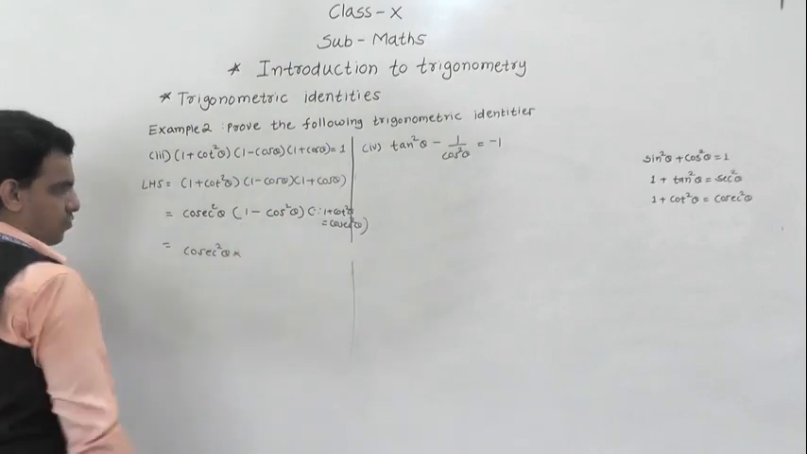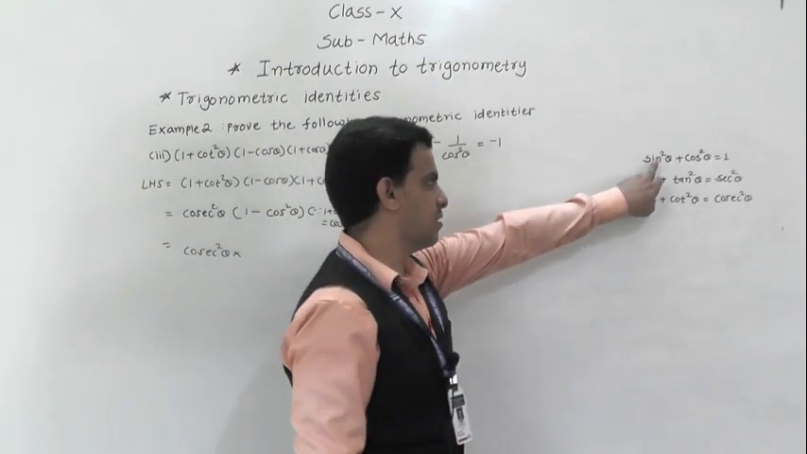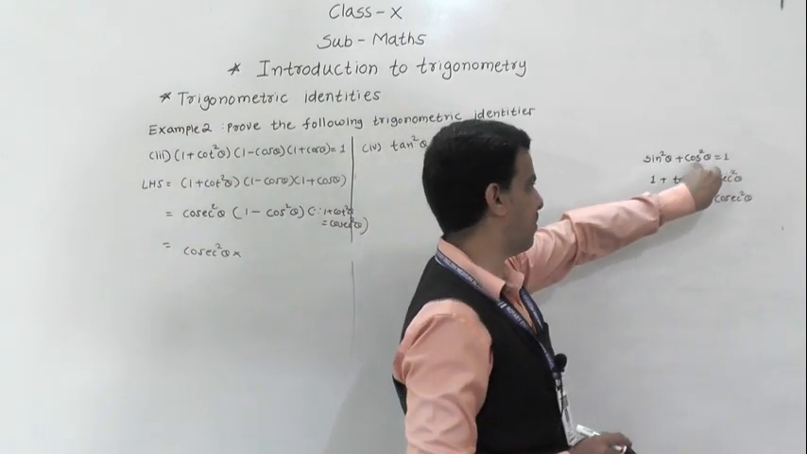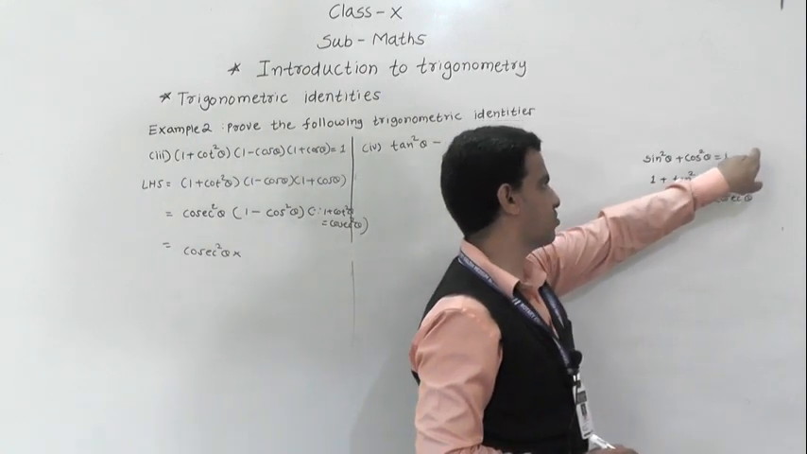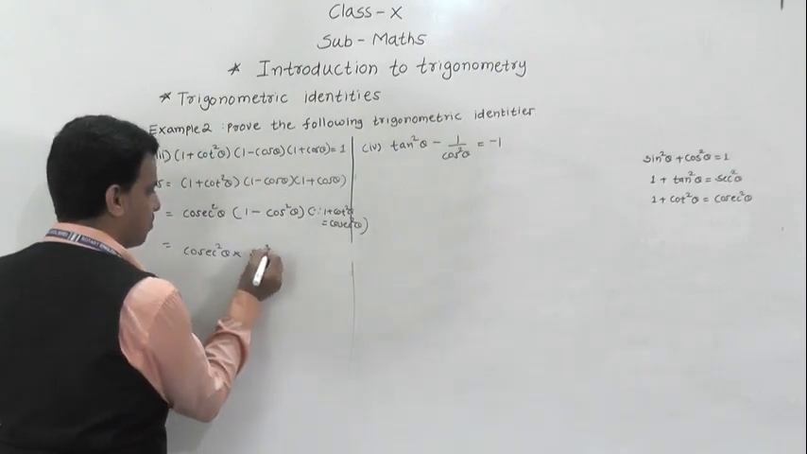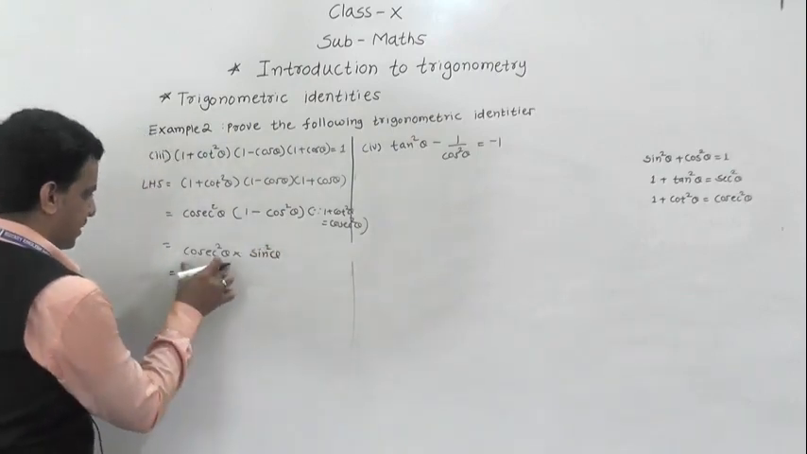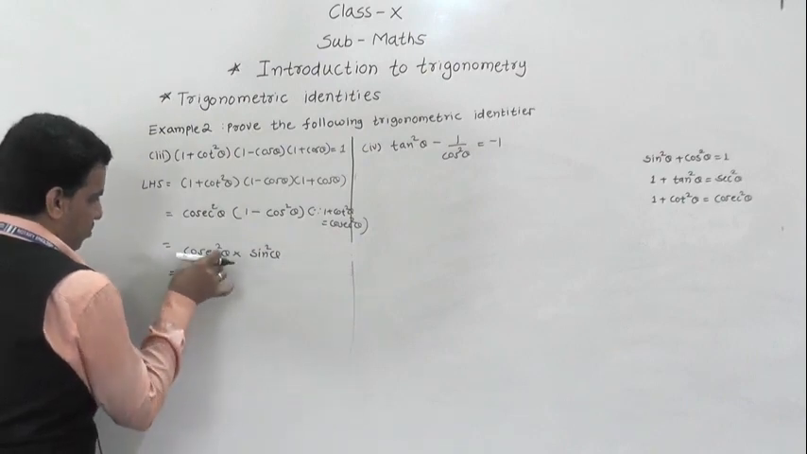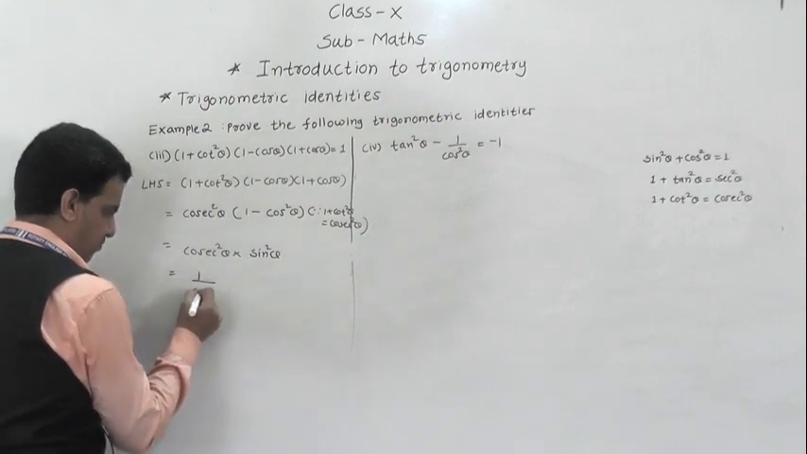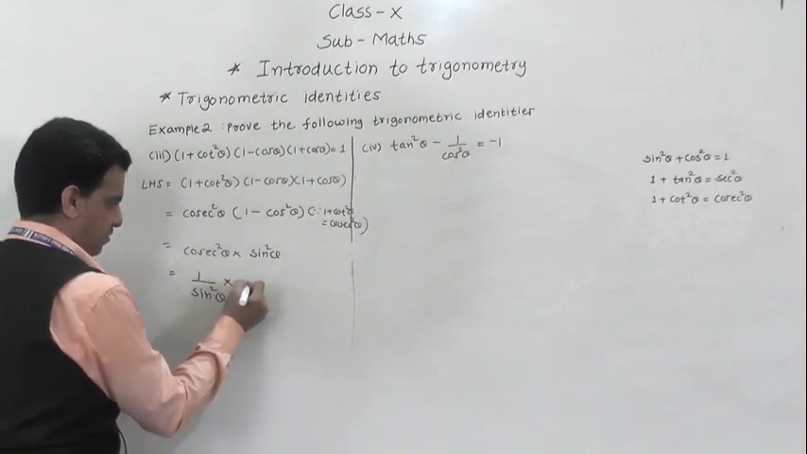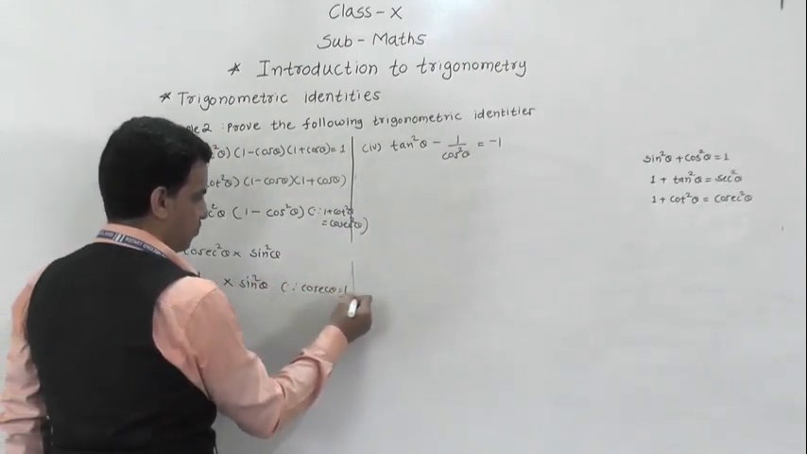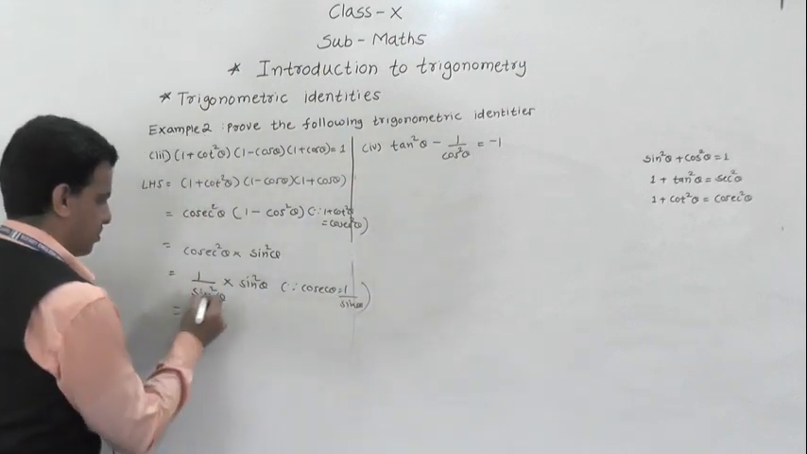Now cosec square theta into 1 minus cos square theta. By using the first identity, sin square theta plus cos square theta is equal to 1, the value of 1 minus cos square theta is sin square theta. So instead of 1 minus cos square theta, we substitute sin square theta. So cosec square theta into sin square theta. Now we know that cosec theta and sin theta are reciprocal of each other, so cosec square theta is 1 upon sin square theta into sin square theta. The reason: cosec theta is equal to 1 upon sin theta. Now this will get cancelled.